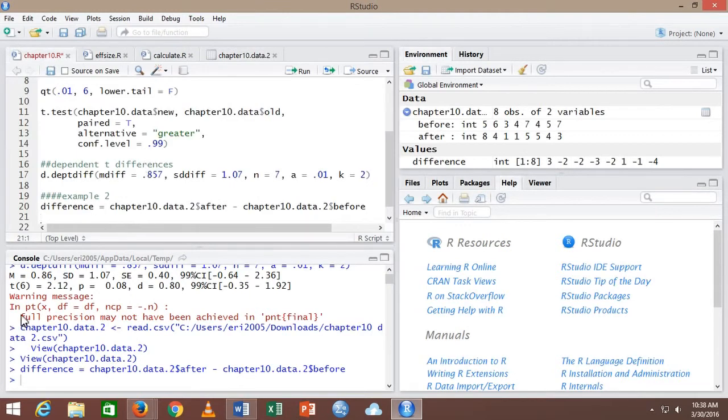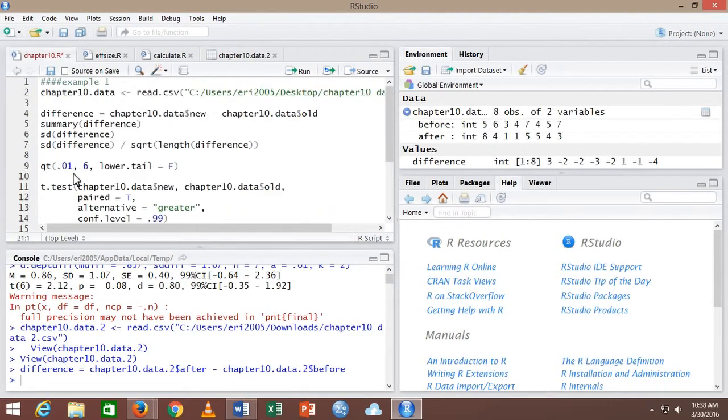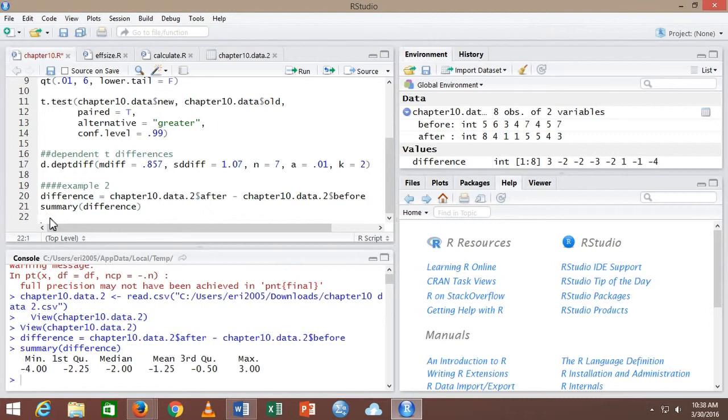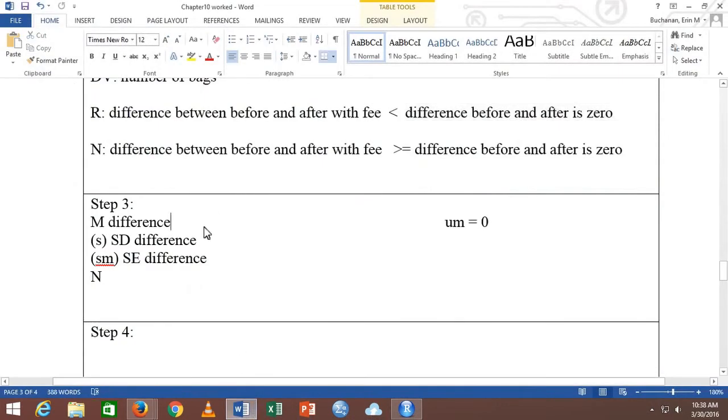Alright. So I created my difference score here, which is what we did at the beginning of the last example. So to get the mean, I'm going to take my summary of the difference score. It's got a negative 1.25. So that should be my mean difference. So it does seem like they're going down a bag and a quarter. So maybe this fee is effective, but let's see if that's significantly different.